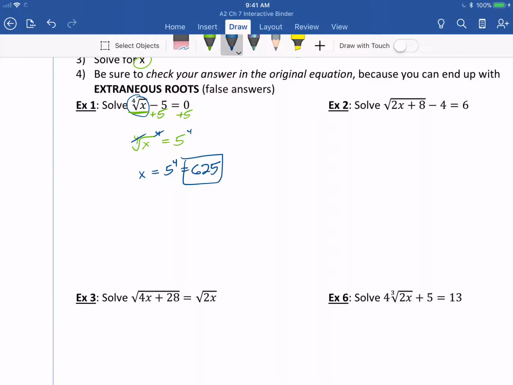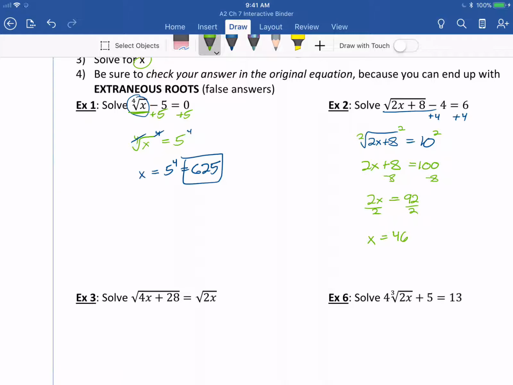So now for example number 2, I have to solve this. Add that 4 to the other side, because I've got to get this all by itself. So I have the square root of 2x plus 8 is equal to 10. Now, to get this square root out of here, there's kind of a 2 hanging out there, so I have to square both sides. So I have 2x plus 8 is equal to 100. Minus that 8, so now I have 2x is equal to 92. Divide by 2, so I get x is equal to 92 divided by 2, which is 46. So good, you get x equals 46.